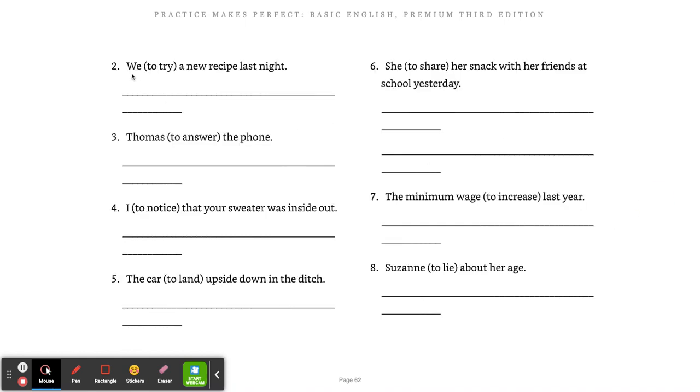Number two, we try a recipe last night, a new recipe last night. How would we change try to the simple past tense? Well, remember the rule. If the verb ends in Y preceded by a consonant, we change it to IED. So this would be, we tried, TRIED, a new recipe last night.